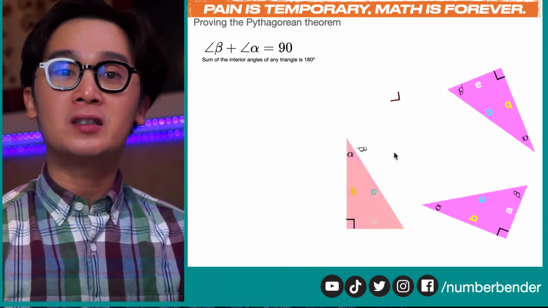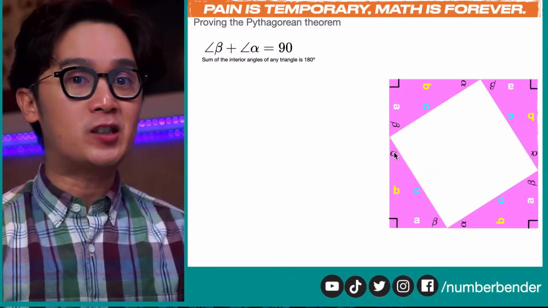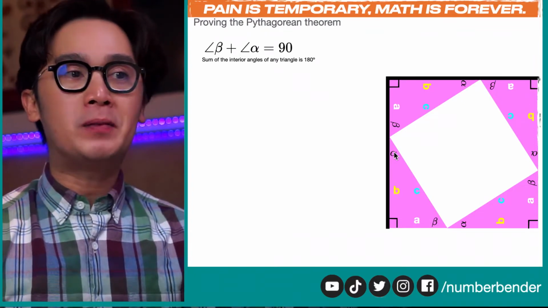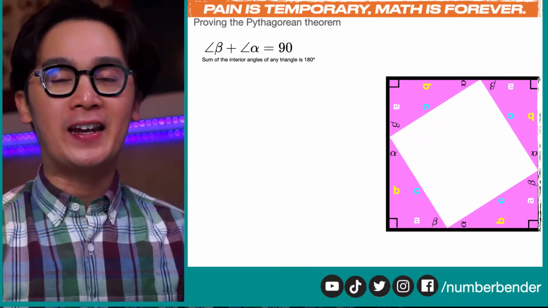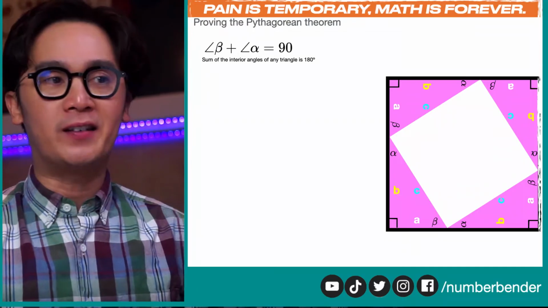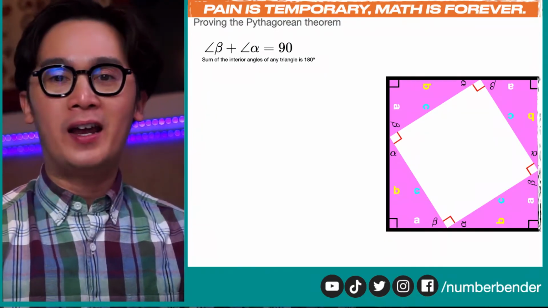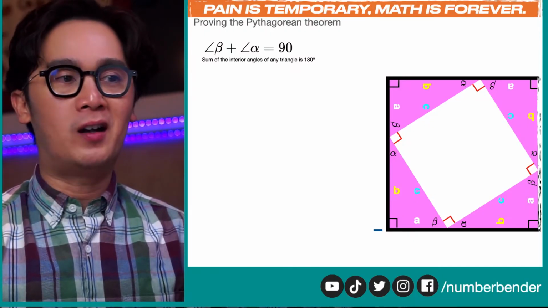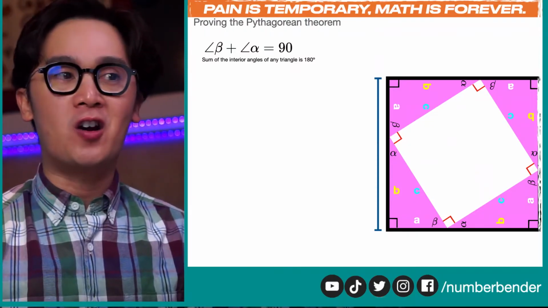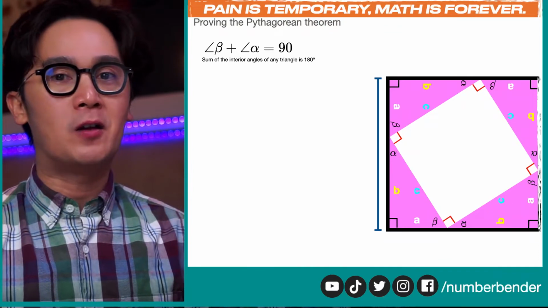So if we construct a square out of the four right triangles that we have, we can be sure that we are seeing a square, which is what you are seeing right now with the pink right triangles, and another square inside the bigger square. These are the shapes that we're going to be using with our proof.